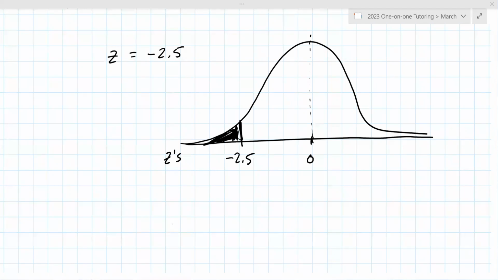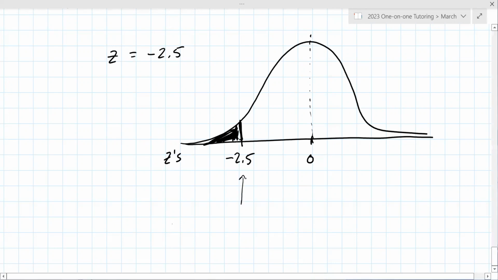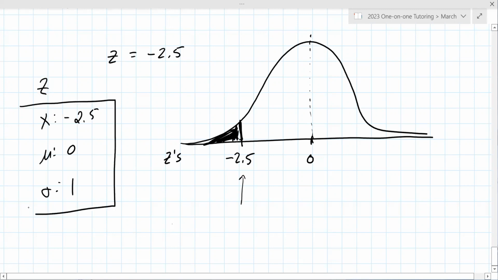And then what do you put in for the X value? Minus 2.5. What do you have there? X, mu, and sigma? Yes. Okay, so your X is minus 2.5. Your mu is 0 and your sigma is 1. So whenever you're using Z, you want to think of it as your calculated Z. Mu is always 0 and sigma is always 1. So go ahead and calculate that.